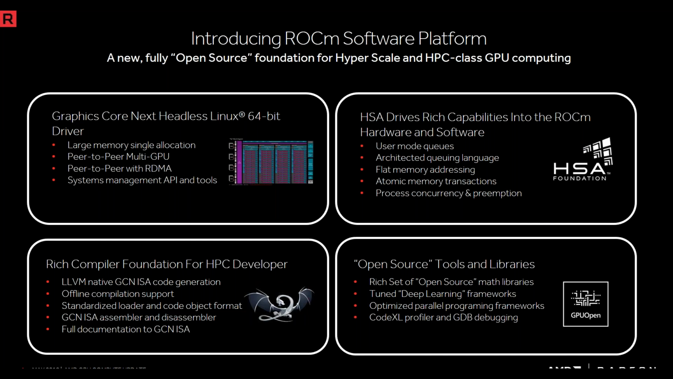It is again an open standard, which we have defined as a consortium. It's not just AMD. We have a consortium with a few other companies, where we define, for example, how we can queue into the GPUs. There is an architected queuing language, and we have a flat memory addressing from the CPU and the GPU. We have a way to do atomic memory transactions between CPUs and GPUs. And there is a way to define process concurrency and preemption.